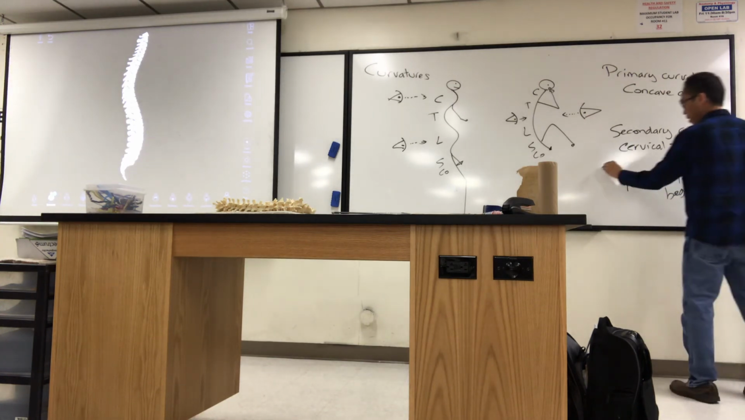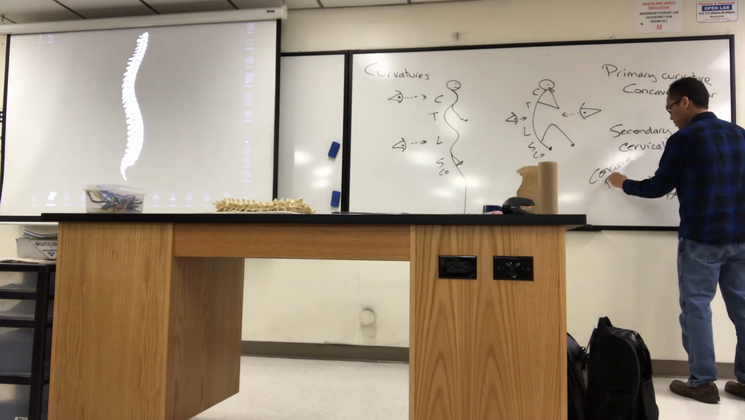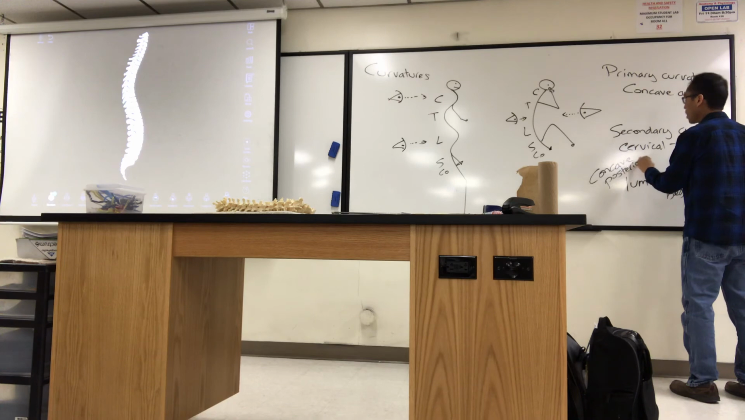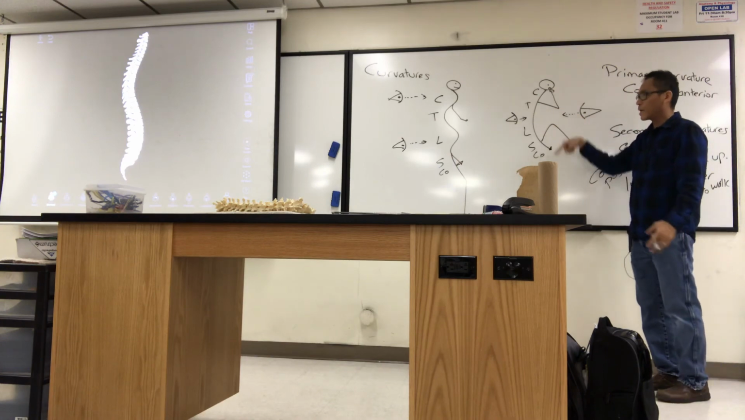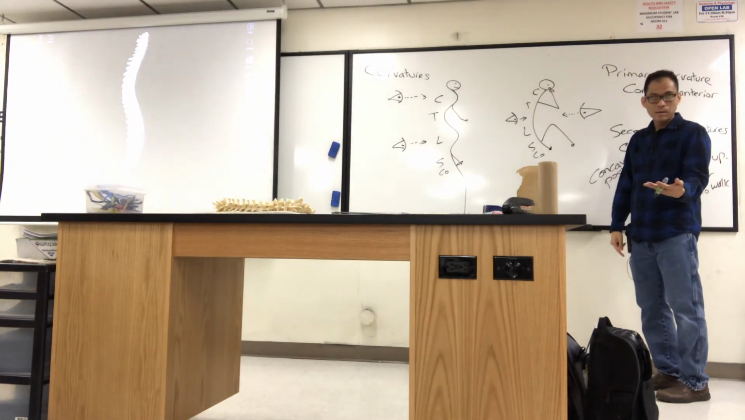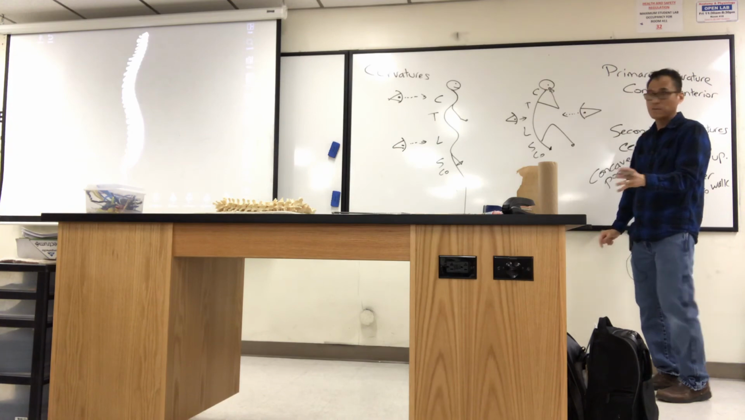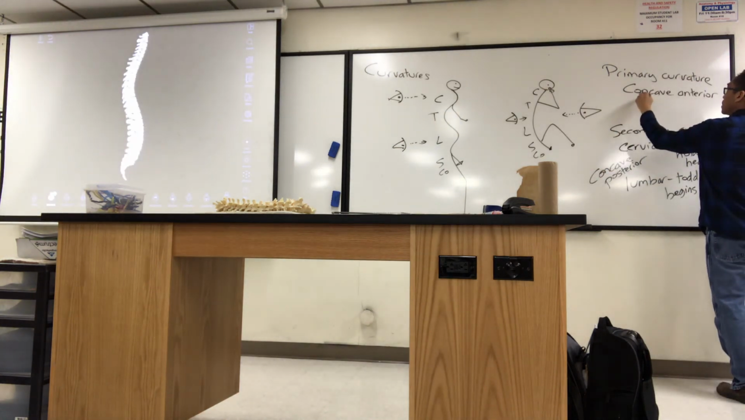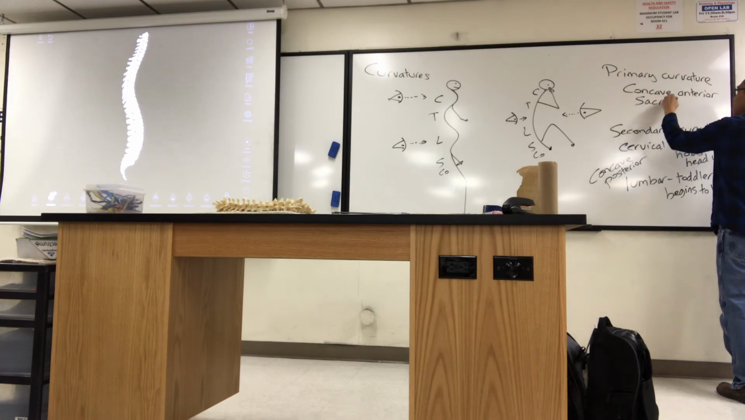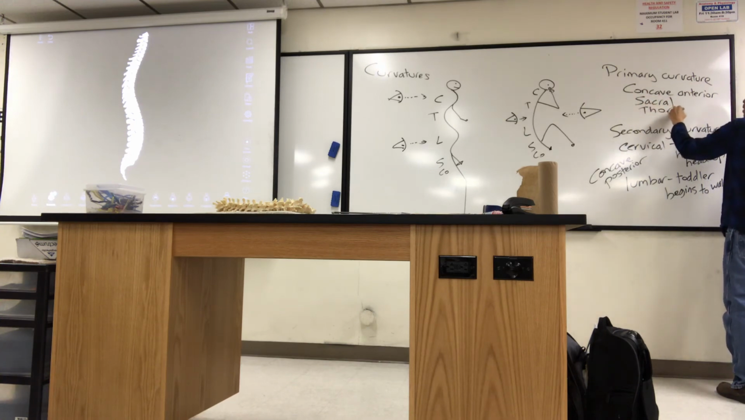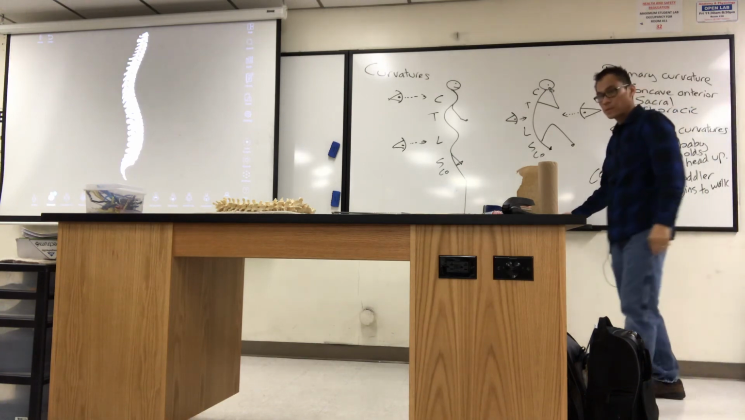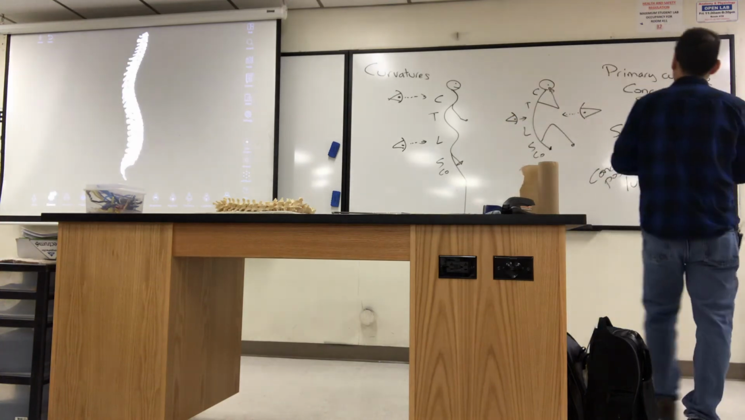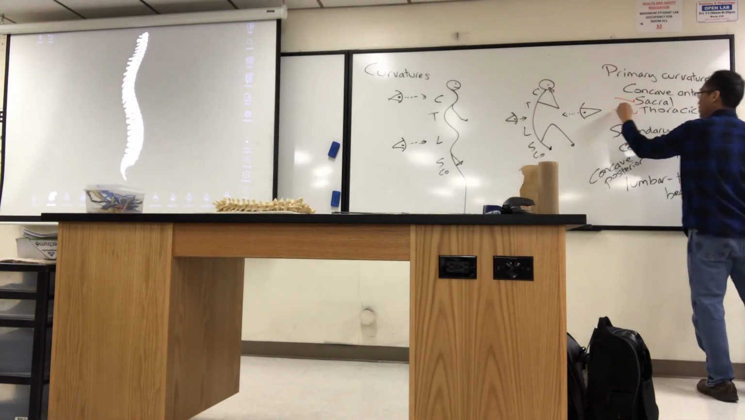Let me put that here. Concave posterior. Now, concave anterior, the primary curvatures, well, the thoracic and the sacral curvatures, they're primary. They're there from the start and they don't change throughout life. So, sacral and thoracic, remember it's C-I-C but pronounced thoracic, not thoracic. Okay, I heard that a lot in lab. So, primary curvatures are the sacral and the thoracic regions.